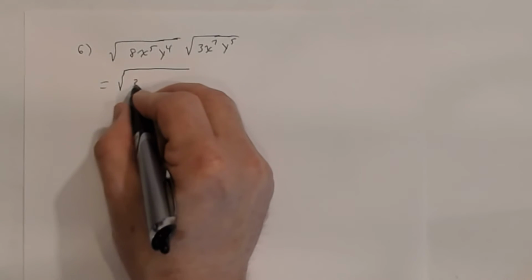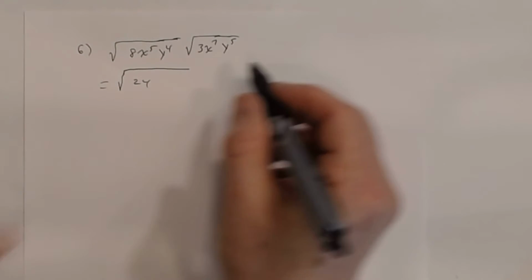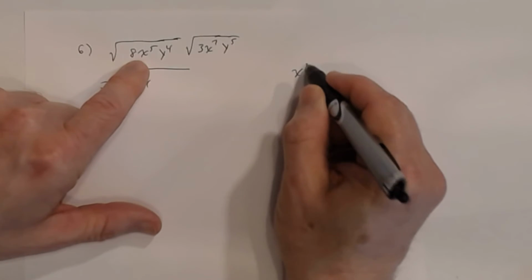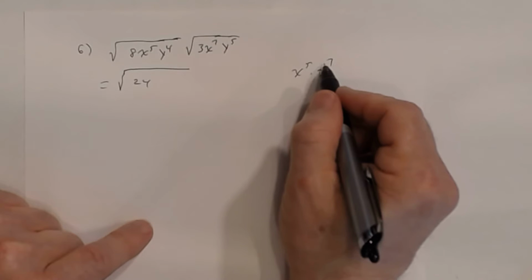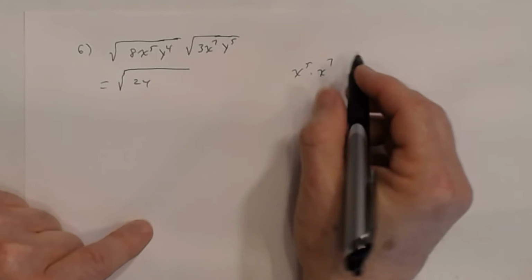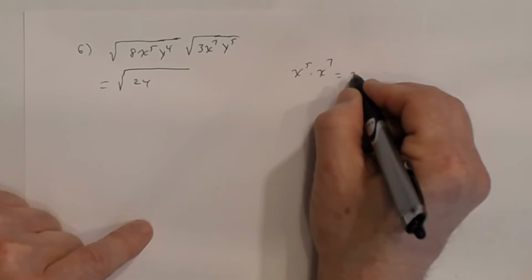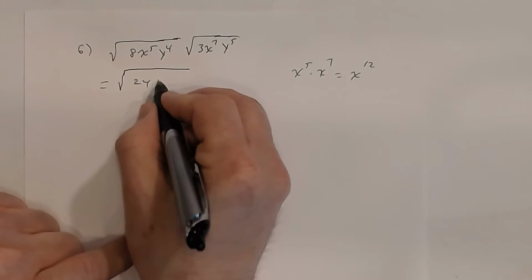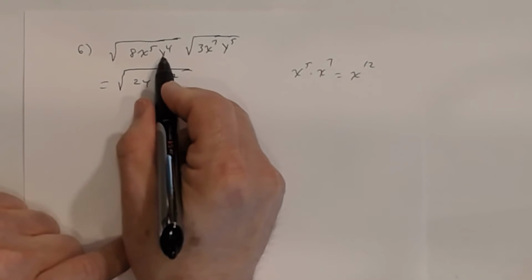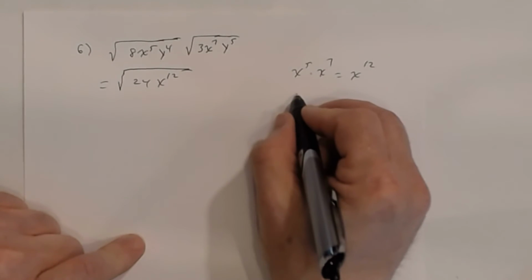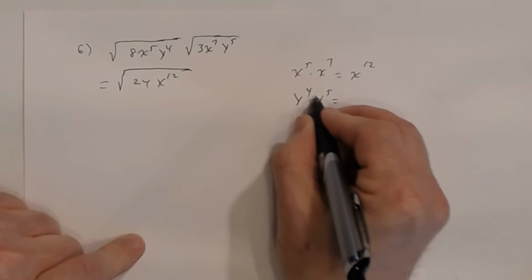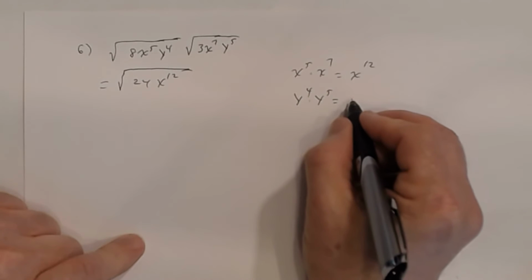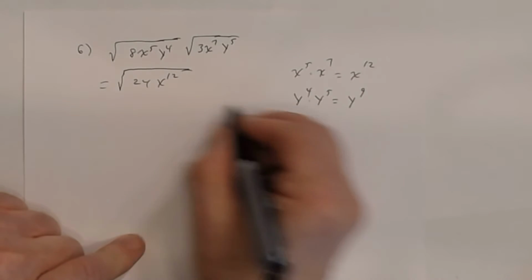8 times 3 is 24. X to the fifth times x to the seventh. Remember, when you multiply like bases, you add exponents. 7 plus 5 is 12. So that's x to the 12th. Y to the fourth times y to the fifth. When you multiply like bases, you add exponents. That's y to the ninth. So that goes here.